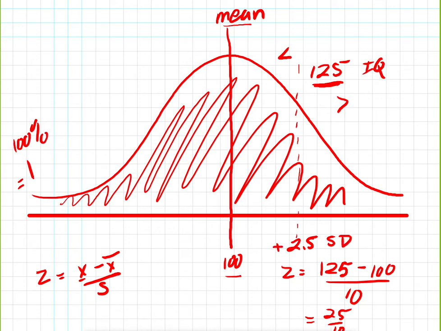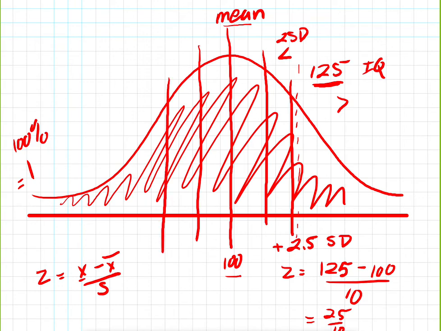And if we think of percentages, that's a really high IQ, because it's outside of 2 standard deviations, right? Since 2 standard deviations we said was 97% of all information.